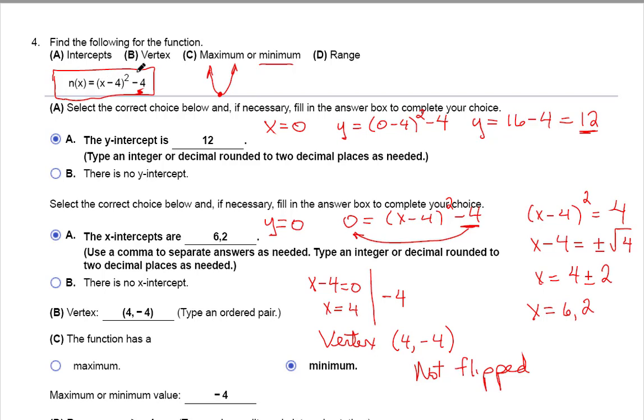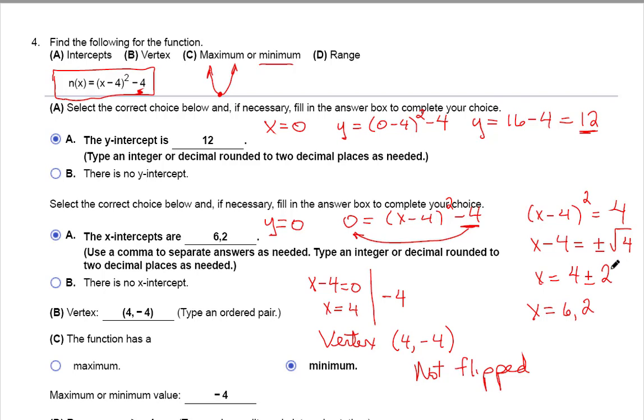X-intercepts. Again, this is in the format where I can use the square root property. Now you're looking at this and saying, why is he moving the 4? I thought last time we moved the squared. We did, and we moved it because it was negative. So move the negative piece to make it positive. All right, so by the square root property, this is easier.